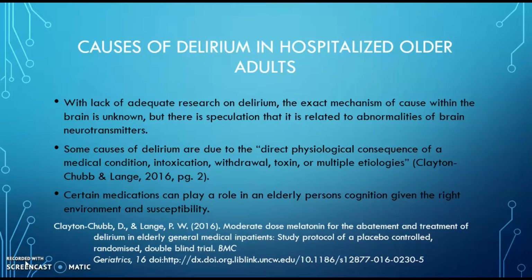Causes of delirium in hospitalized older adults. With a lack of adequate research on delirium, the exact mechanism of cause within the brain is unknown, but there is speculation that it is related to abnormalities of brain neurotransmitters.